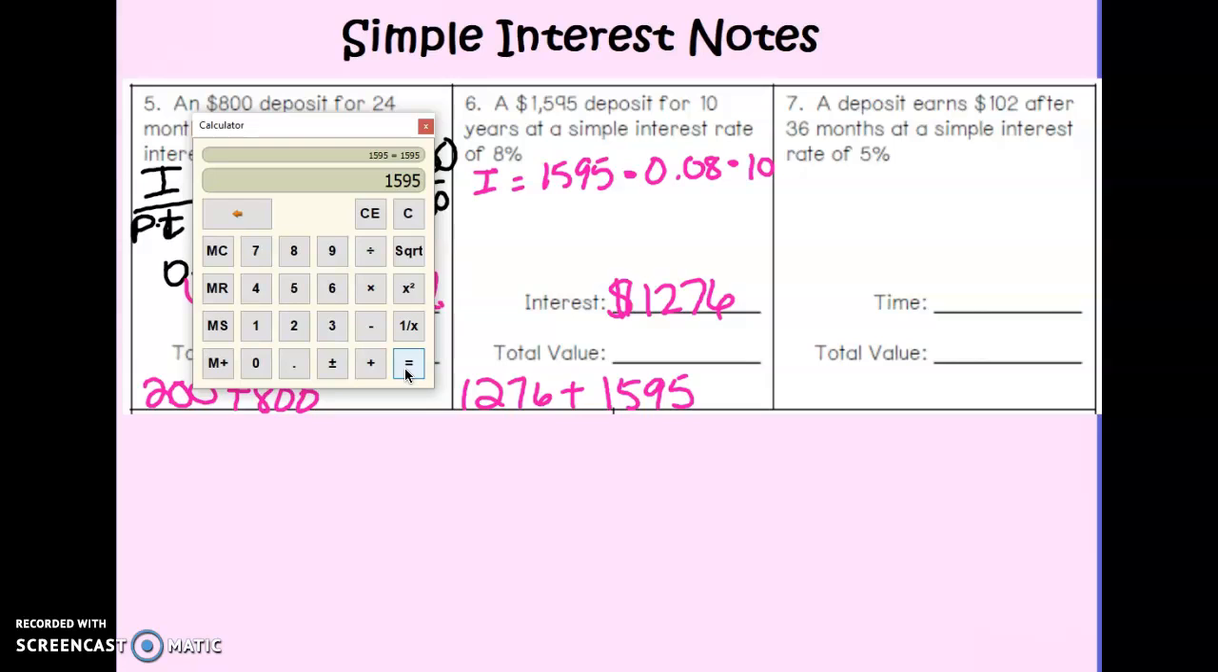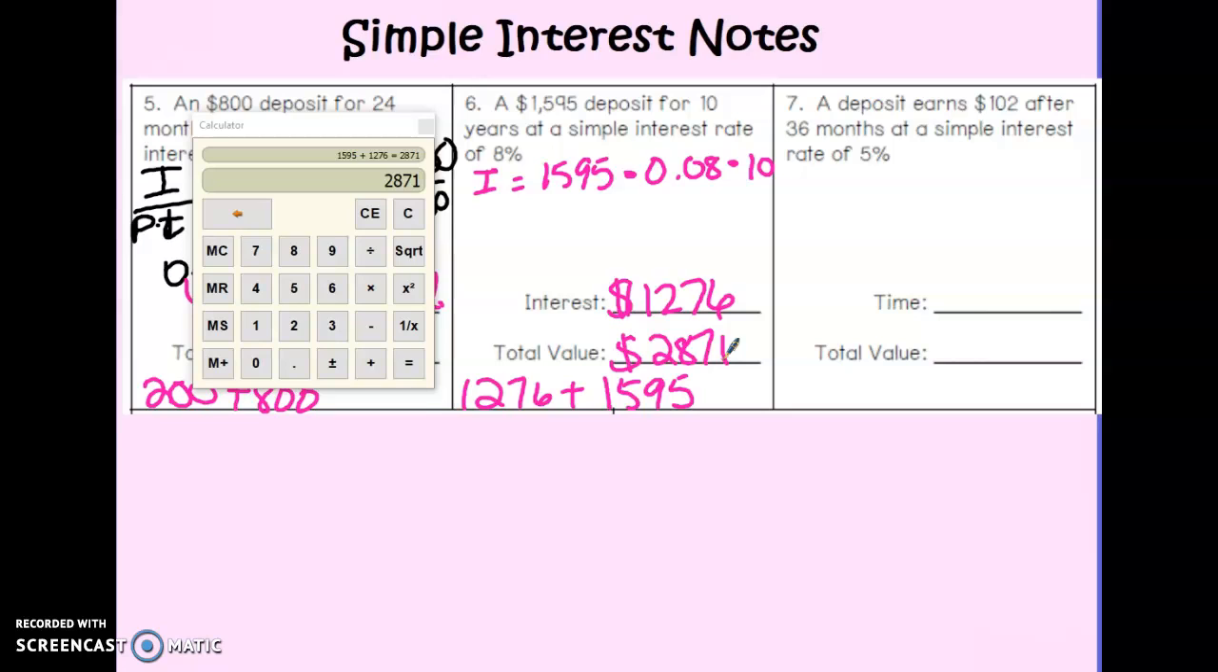Let's try that again. $1,595 plus $1,276, and that gives me $2,871. Okay? Here's our next example.